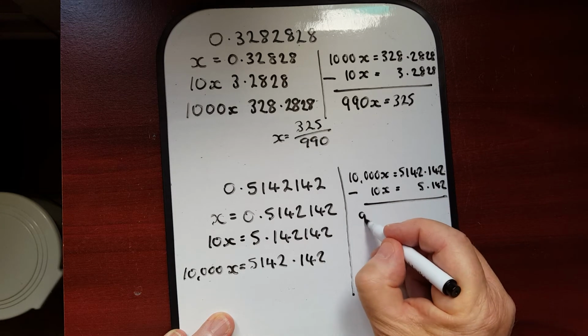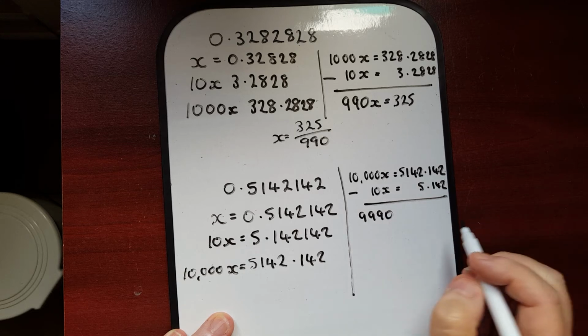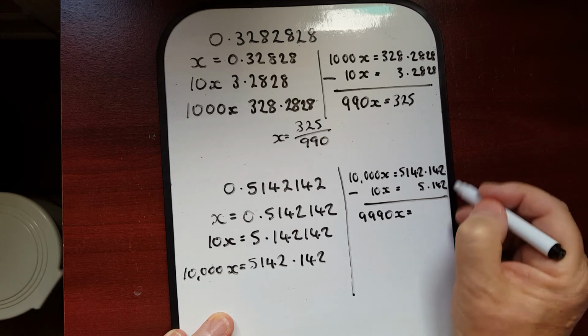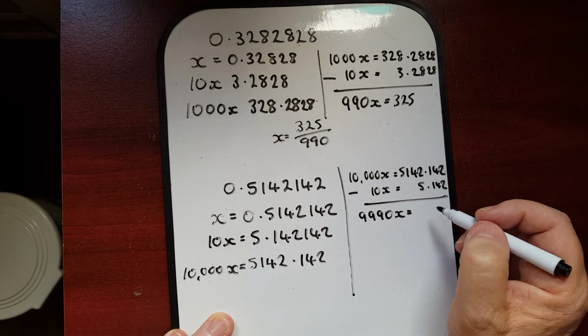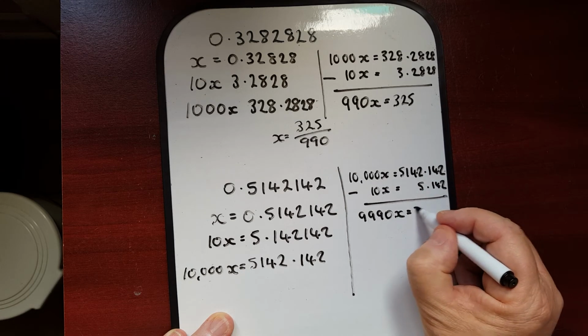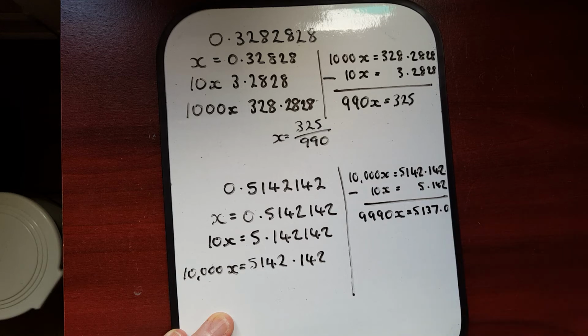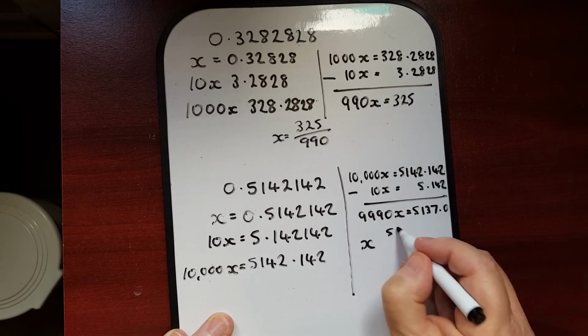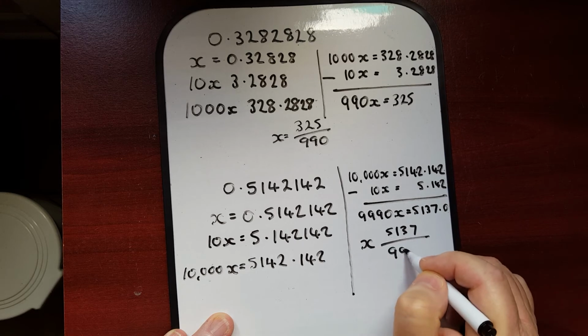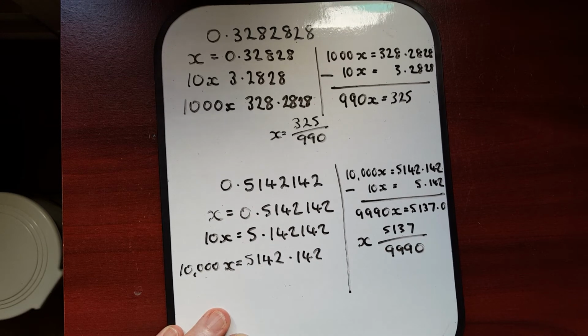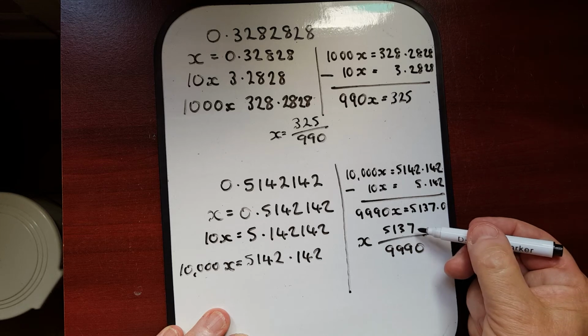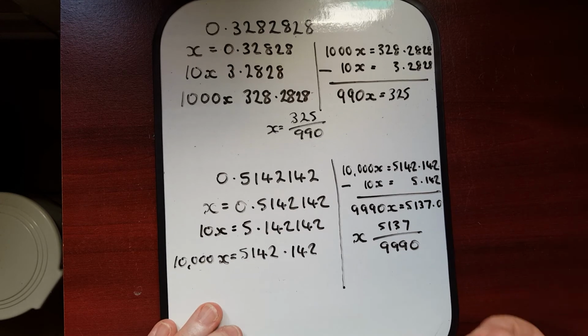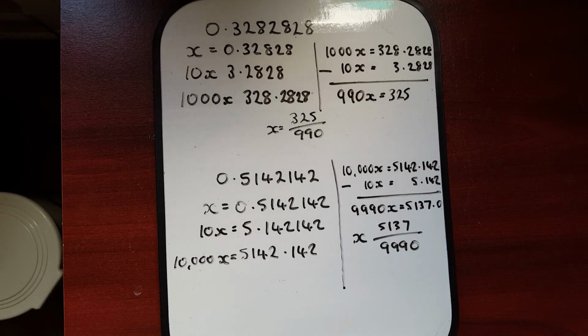Okay, this time 9,990x equals, those 142s disappear, 5,142 take away 5 is 5,137, and so x is going to be 5,137 over 9,990. I don't think that's probably possible to simplify, but again, we've got to the place where we need to be to gain the vast majority of marks. So that's how you move a recurring decimal into becoming a fraction.